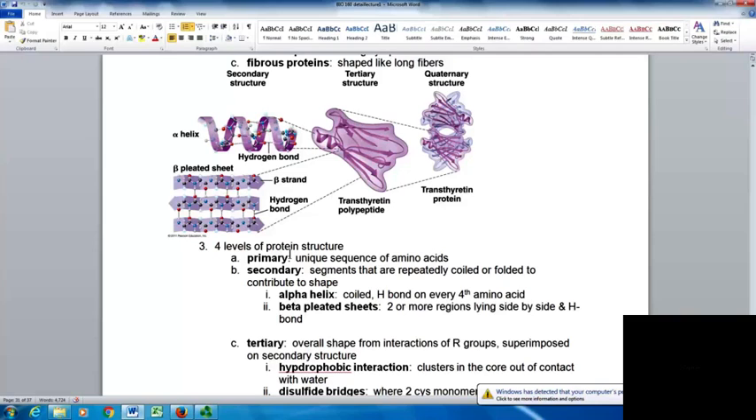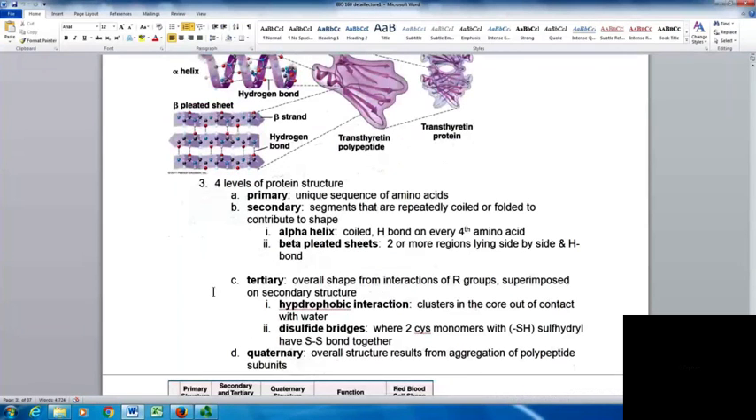There's 2 types of these here. Your alpha helices are going to be coiled. There's a hydrogen bond on every 4th amino acid to make them coil-shaped. The beta-pleated sheets, these are going to have 2 or more regions lying side by side with hydrogen bond interactions. So this is an example of what the beta-pleated sheets would look like versus an alpha helices.